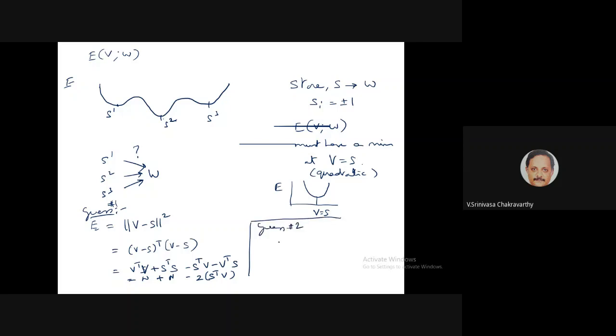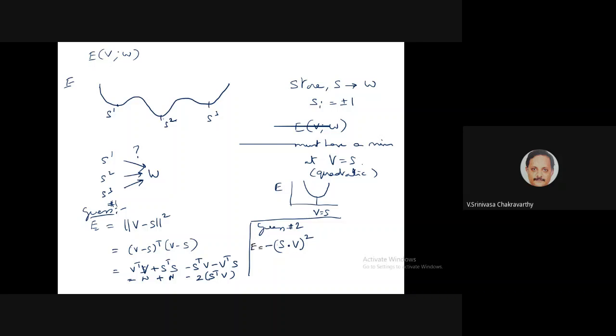Guess number two, which is (S dot V) whole square. S dot V is a dot product, and S and V have a fixed norm because both are binary vectors. Therefore, S dot V will be maximum when S equals V. So this is good, and we are looking at the square of that, which will be maximum when S equals V, and then we'll consider the minus of that, and this expression will be minimum at S equal to V.